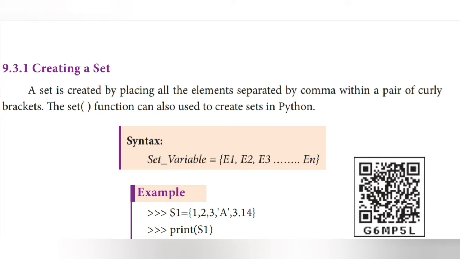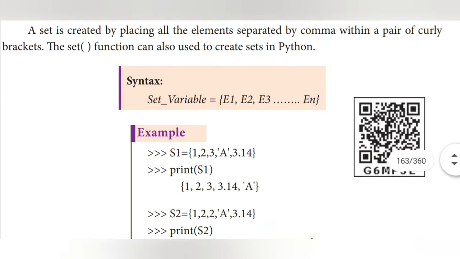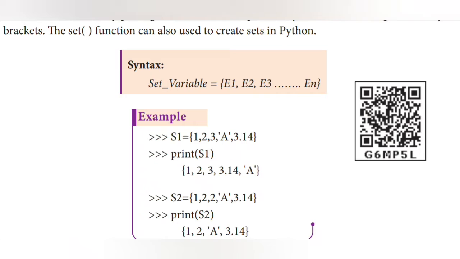Now you are printing S1. Why do we need a print statement? It is used to display the content on the monitor. So print of S1 shows the output on the monitor. Now you can see the output: 1, 2, 3, 3.14, a. The order has changed. The given input order is 1, 2, 3, a, 3.14, but the output is 1, 2, 3, 3.14, a. We are getting a different order, which is why we say sets are unordered.